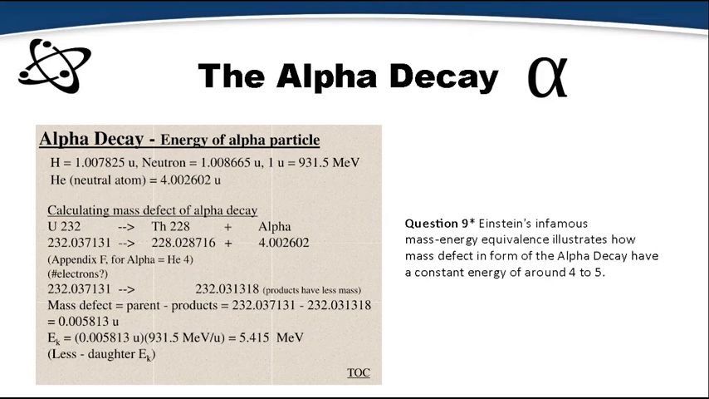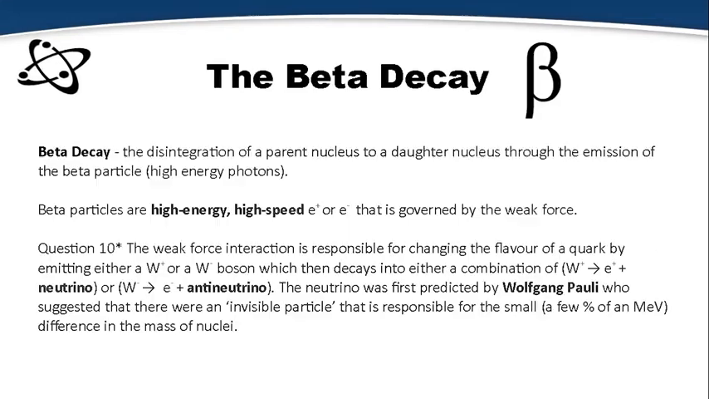This number should be consistent with other isotopes going through the same radioactive decay process. Next, we need to examine the beta decay, which is a little bit more complicated. Beta decay represents the disintegration of a parent nucleus to a daughter nucleus through the emission of a beta particle.